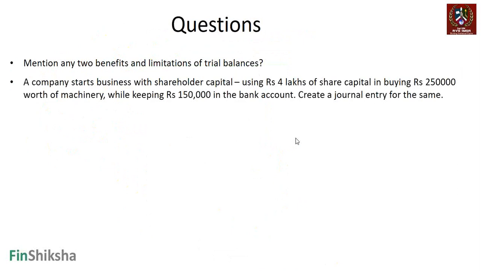And just like always, when we close, we are asking two questions here. Just try and answer these two. Mention any two benefits and limitations of trial balances. And a company starts business with shareholder capital, using rupees 4 lakhs of share capital in buying rupees 2.5 lakh worth of machinery and keeping the remaining 1.5 lakh in a bank account. Create a journal entry for the same. Thank you.